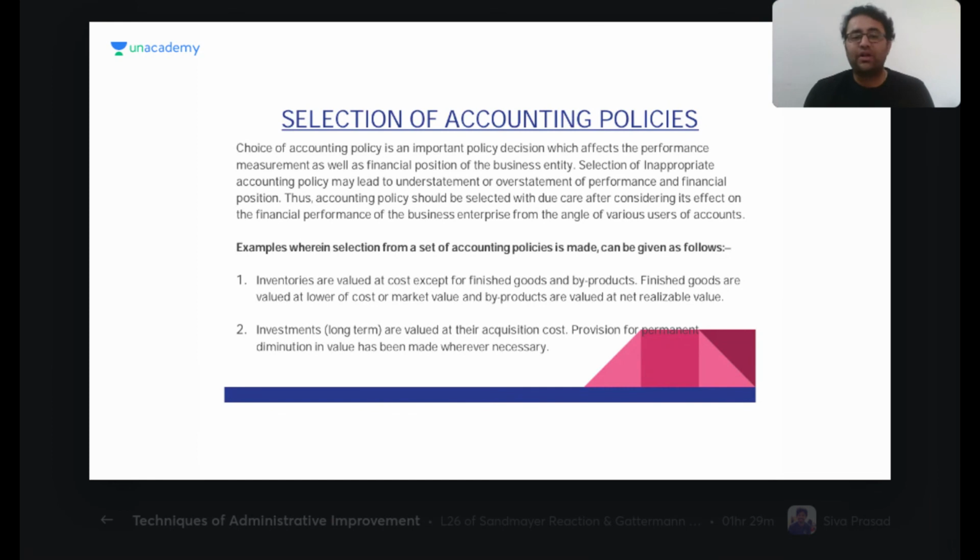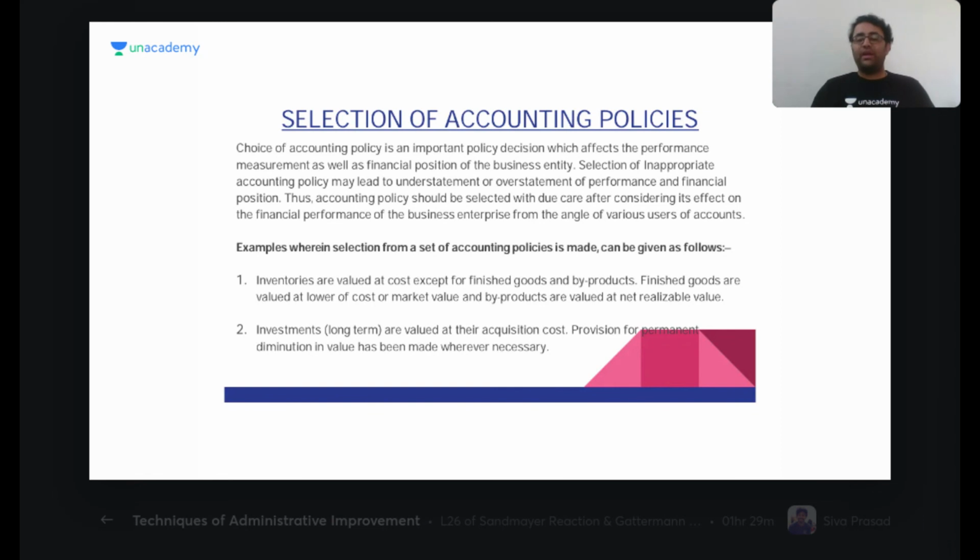Examples wherein selection from a set of accounting policies is made can be given as follows. Inventories are valued at cost except for finished goods and byproducts. Finished goods are valued at lower of cost or market value, and byproducts are valued at net realizable value. Now, please remember, quickly I will go through this. The inventories of a company, that means stocks, stock of finished goods, stock of traded goods, are valued at cost of obtaining them or production or net realizable value.